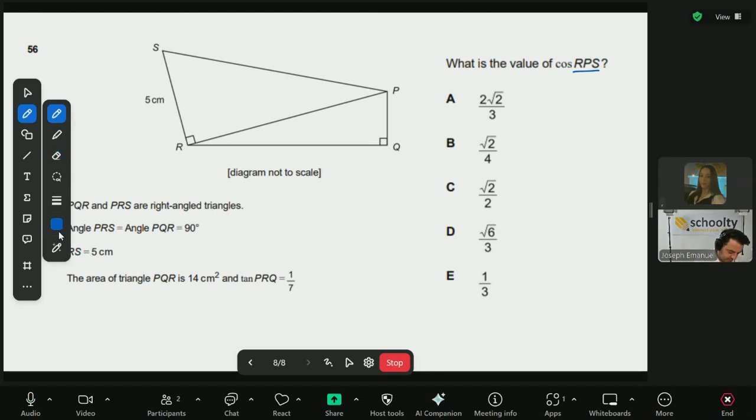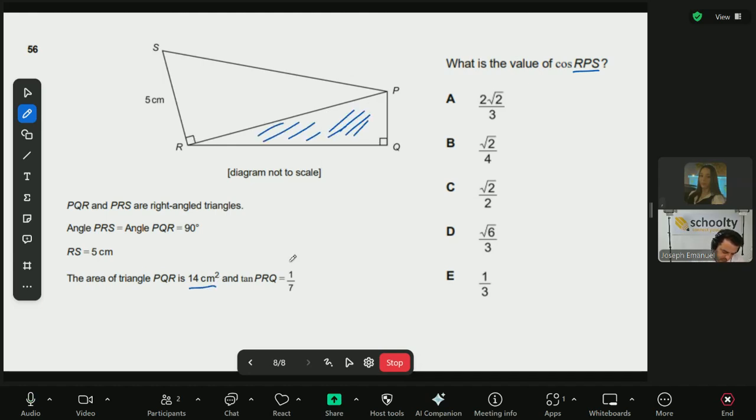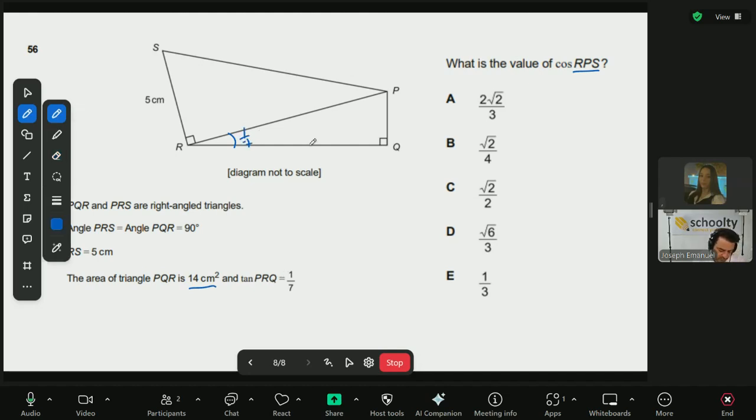Okay, so let's read the question. We have a right-angled triangle, you have 5 centimeters. The area of this one is 14, and the tangent is 1/7, which means the slope. What does the slope mean? If this is 1, then this is 7 to 1. Like 7a, this is 7a.